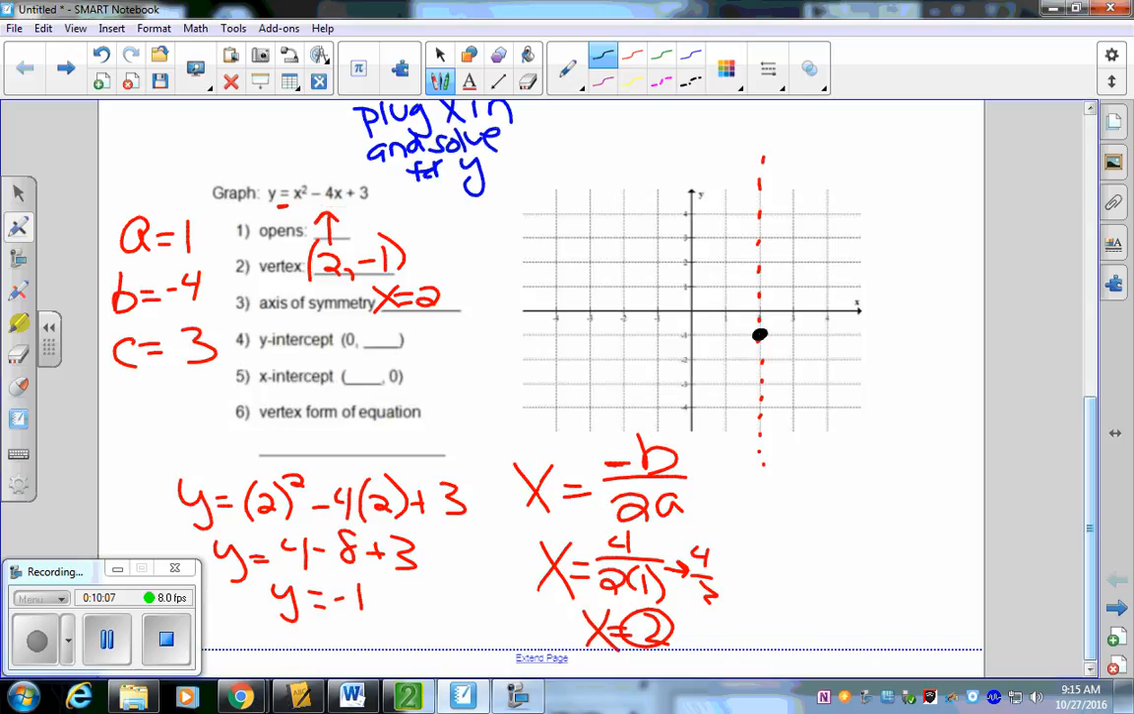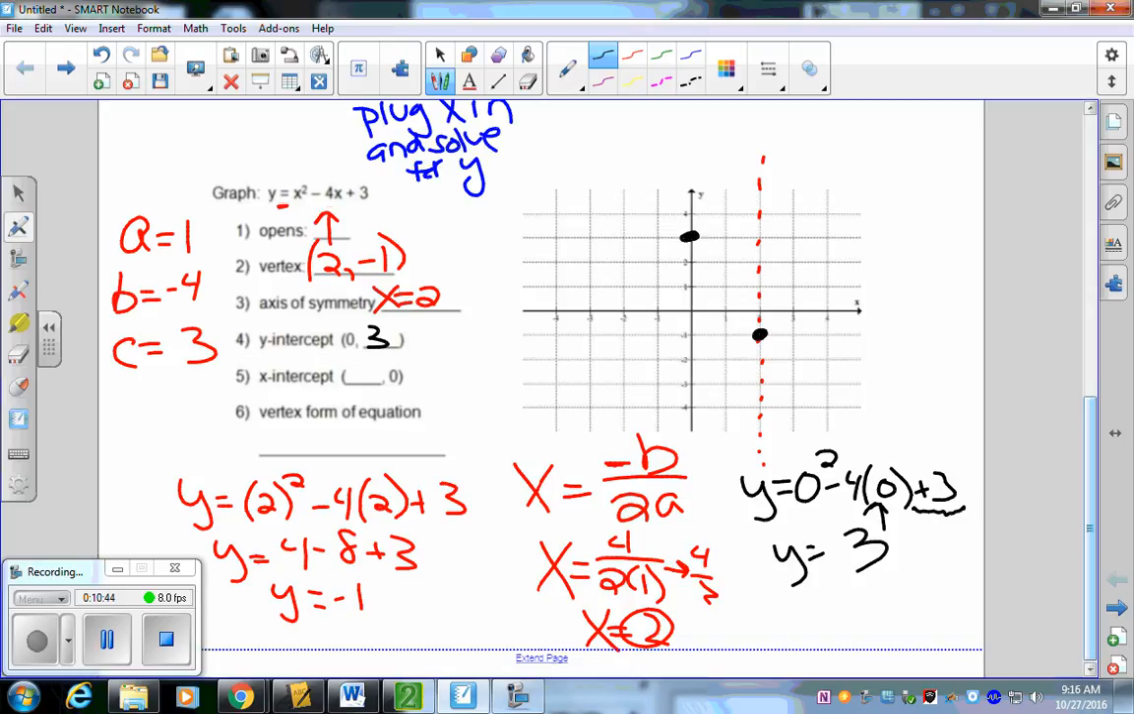Okay, so my y-intercept. What we can do is plug 0 in for x and solve for y. So if I plug 0 in for x, I have y equals 0 squared minus 4 times 0 plus 3. I end up getting 3. What you'll notice is every time you're plugging 0 in, it ends up being your constant, because I'm always plugging in a 0 times that, so it just ends up being the constant. So my y-intercept is at (0, 3), so we can go ahead and plot that.